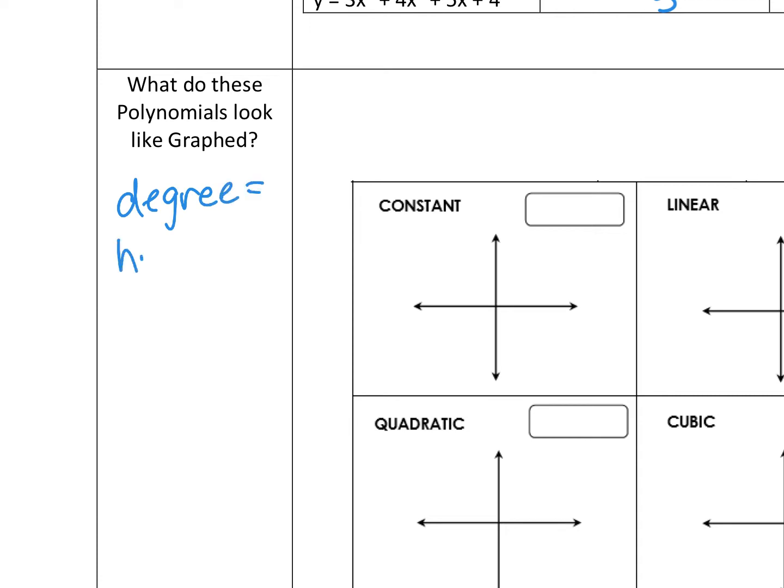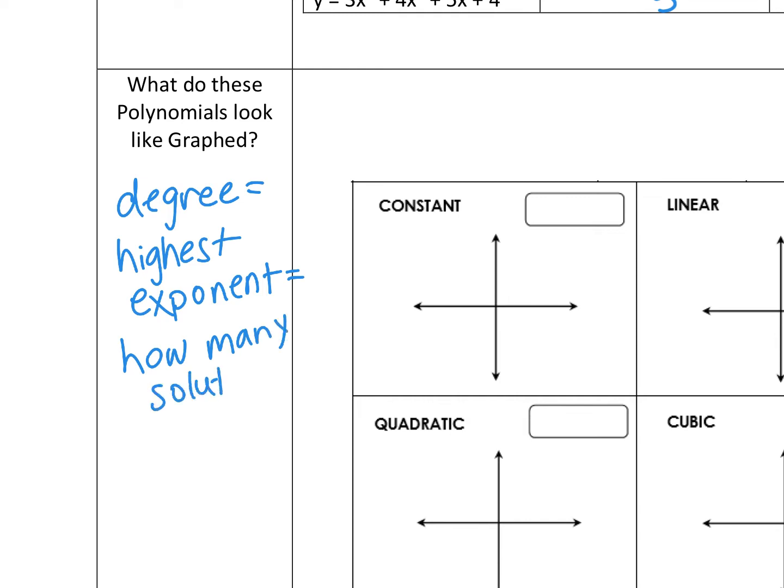Degree just means your highest exponent on the x. So highest exponent. And we've actually talked about what the highest exponent tells me. It tells me something important. How many factors, also how many solutions, right? Good. It's also going to tell me one more thing.